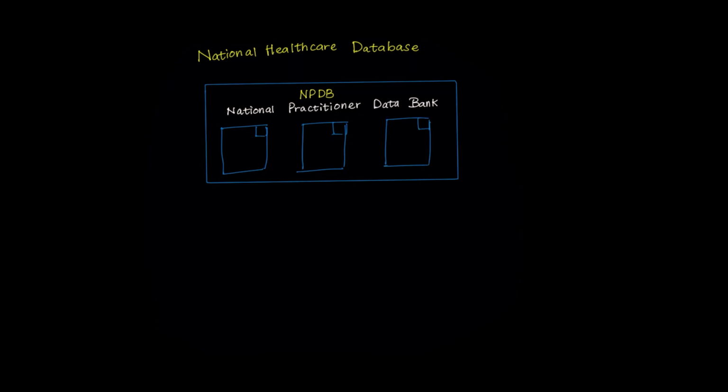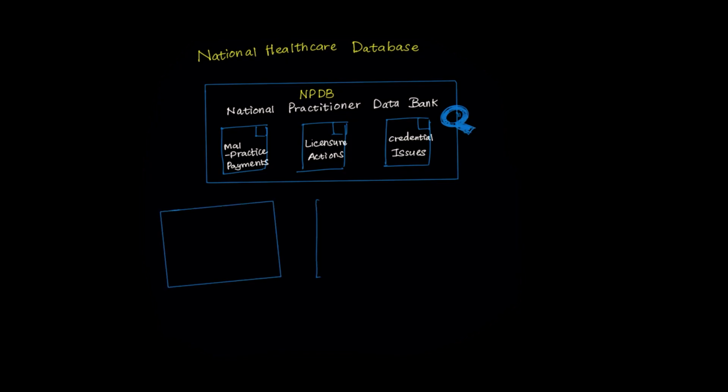This question tests your understanding of national healthcare databases and their specific purposes. When a hospital administrator needs to verify a physician's credentials and check for malpractice history before granting clinical privileges, they must access the National Practitioner Databank, abbreviated as NPDB. Think of the NPDB as a national background check system specifically for healthcare providers, maintaining a comprehensive record of every malpractice payment, adverse licensure action, and clinical privilege issue across the entire country.